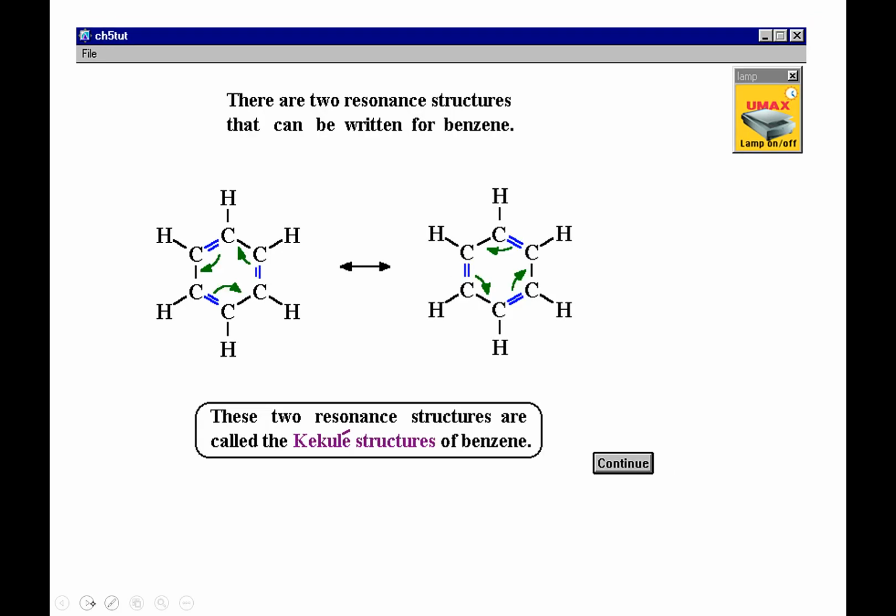There was a big controversy about what the structure of benzene was back in the early 1900s. What everybody knew was that benzene was C6H6. They knew what its molecular formula was, but they didn't know how to put the structure together. And there were a lot of different things that people proposed.